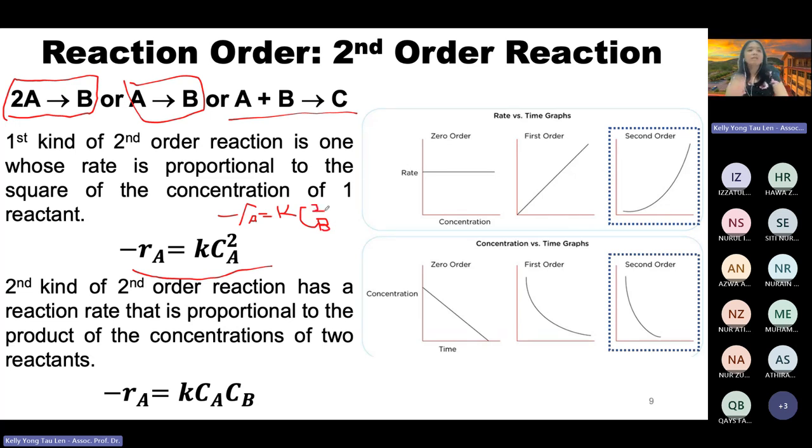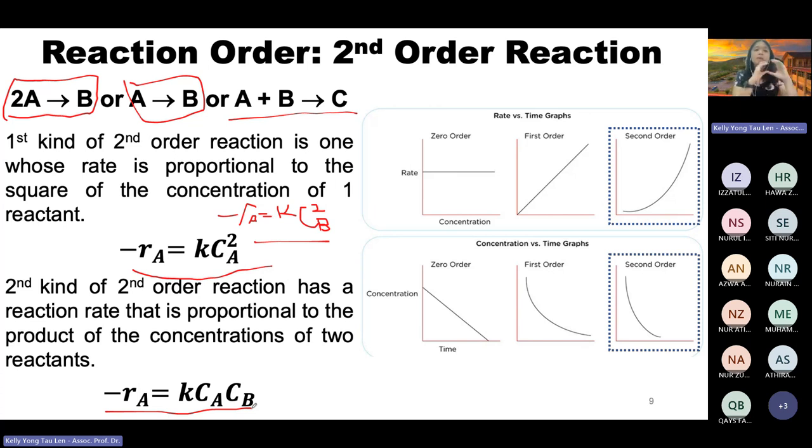Kalau saya repeat again, if they say the reaction is zero order with respect to A, second order with respect to B, I will get the rate law as minus RA equals KCB power of 2. The third possibility, it can be first order with respect to A and first order with respect to B. Overall order is still second order. So that rate law will be minus RA equals to KCACB. Okay, so that's why when we talk about order the reaction, you must be very specific.